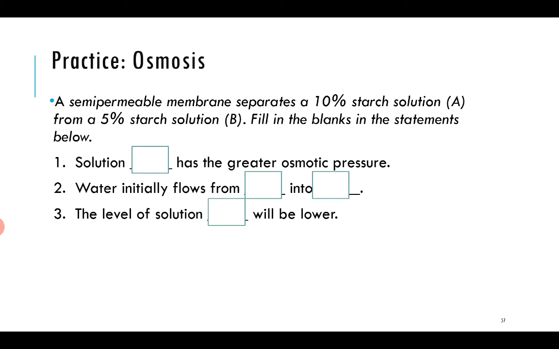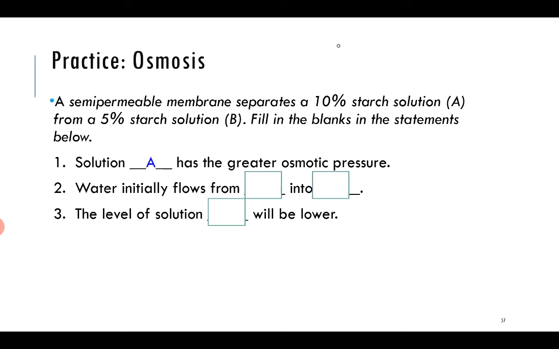All right, here's a practice problem to see if you understood the previous slide. It reads, a semi-permeable membrane separates a 10% starch solution from a 5% starch solution. The 10% starch solution is labeled A, and the 5% starch solution is labeled B. Fill in the blanks of the statements below. Solution blank has the greater osmotic pressure. If you answered A, you are correct.